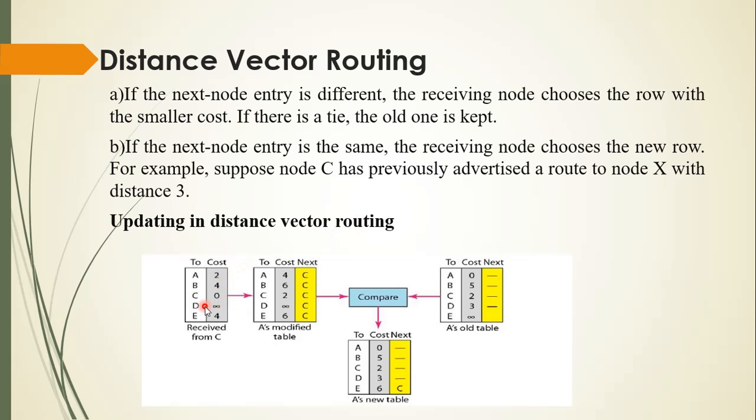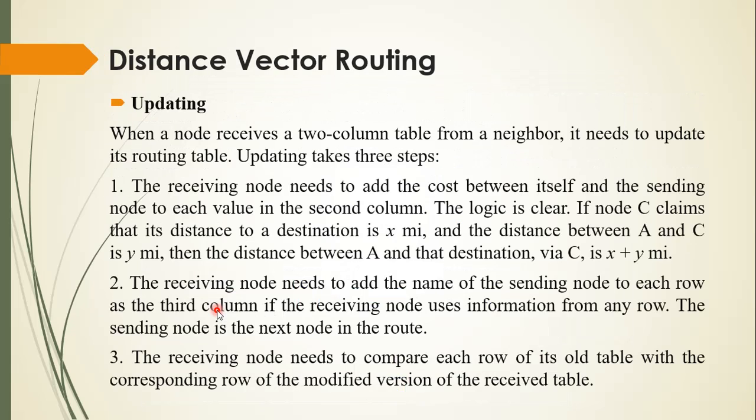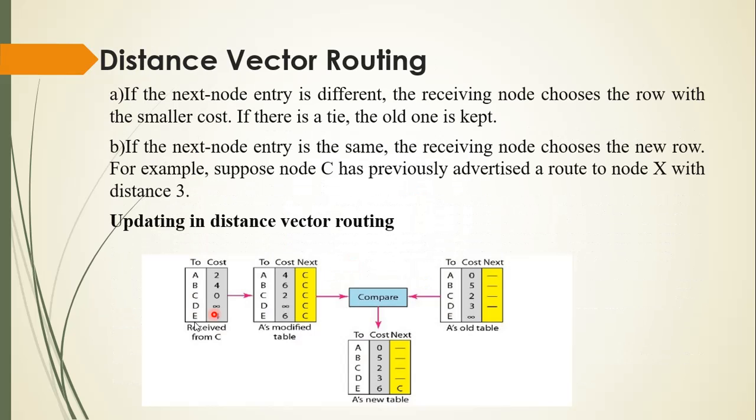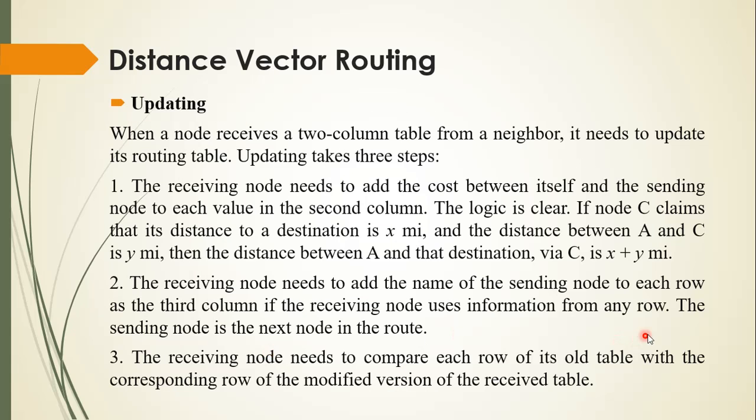C to C is 0. Now C to D we have no direct connection, so we have to write infinity. Now C to E we have a 4, so we have to write 4 over here. So in this table we are considering what is received from C. Now A's modification table, as I have explained, uses x plus y.